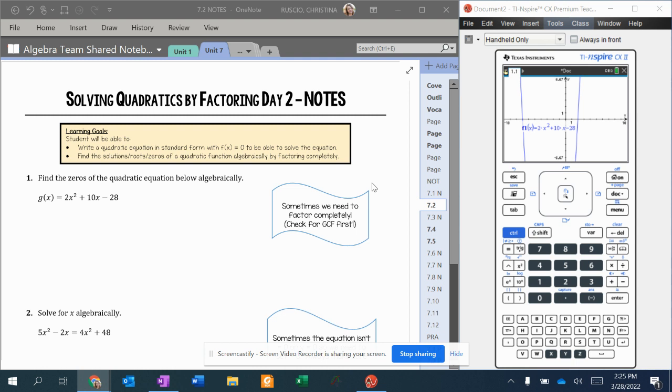In this video, we're just going to build off of what we talked about on Day 1. We're going to be writing quadratic equations in standard form if we need to, because sometimes it might not be set equal to 0, and we learned that that's a real big deal when we're trying to find the zeros. We have to set it equal to 0. And we're going to find the solutions, roots, zeros, algebraically by factoring, and sometimes we're going to do it by factoring completely. So we might have to take some knowledge from Unit 5 and apply it to what we are doing today. So number 1, I'm going to dive right in.